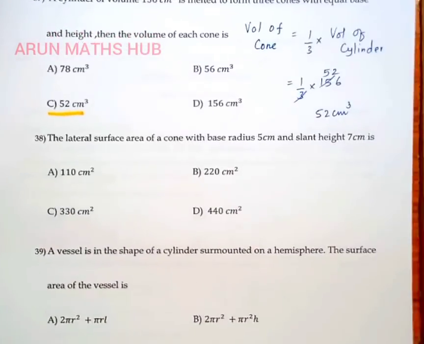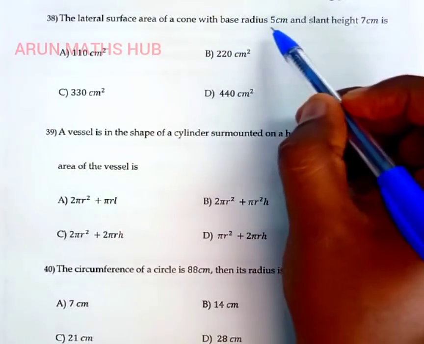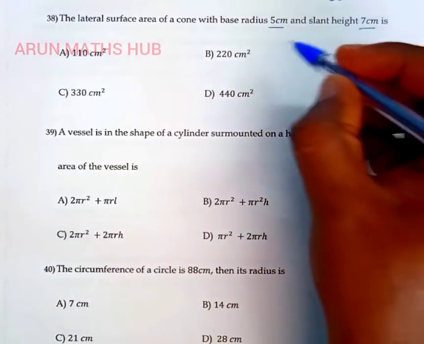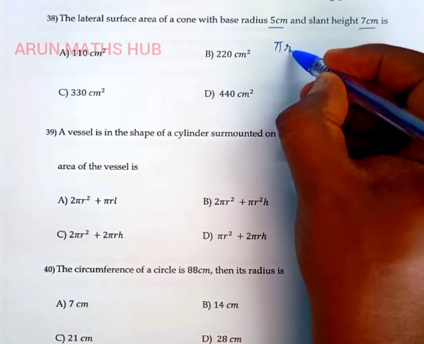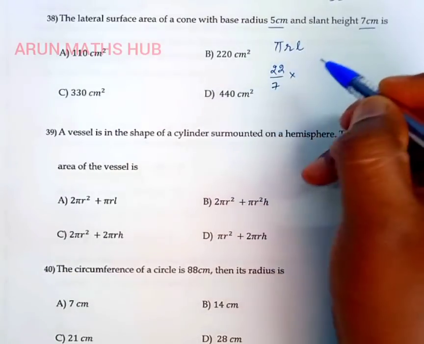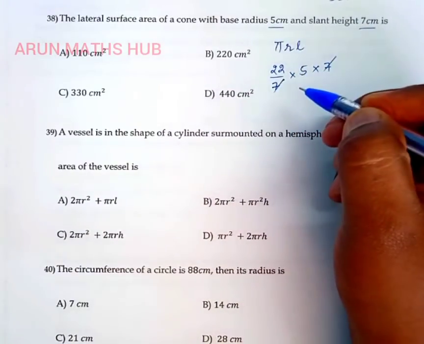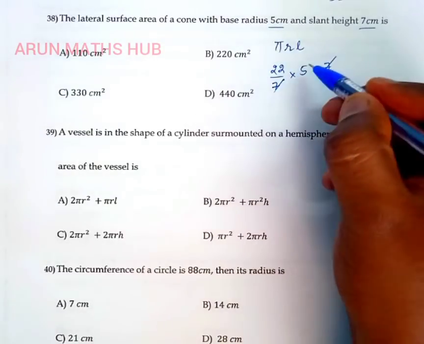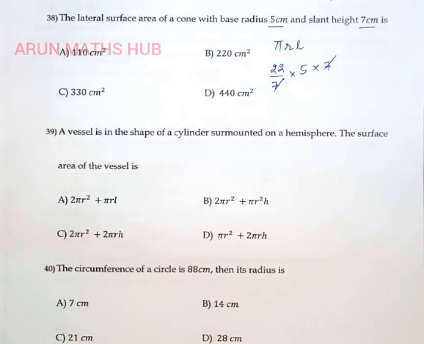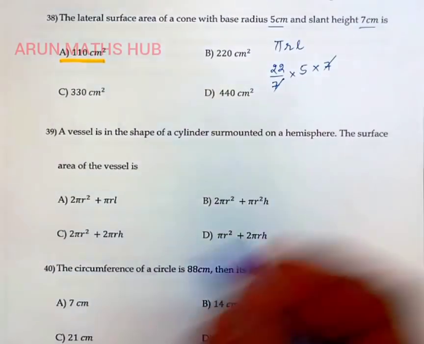Question number 38. The lateral surface area of a cone with base radius 5 centimeter and slant height 7 centimeter is. The lateral surface area of a cone is pi r l. Radius is 5, slant height is 7. Therefore, 22 by 7 into 5 into 7. 7 and 7 will cancel out. 22 times 5 will be equal to 110 centimeter square. Therefore, the correct answer is option A, 110 square centimeter.